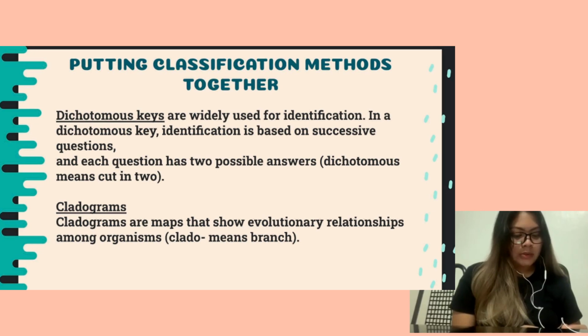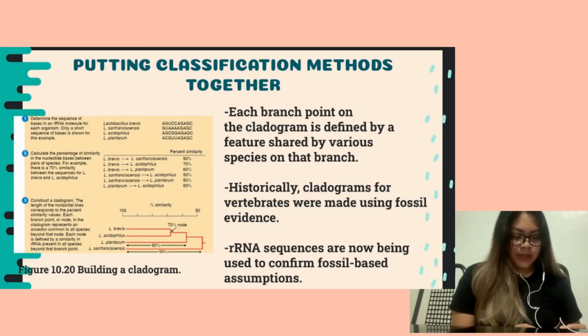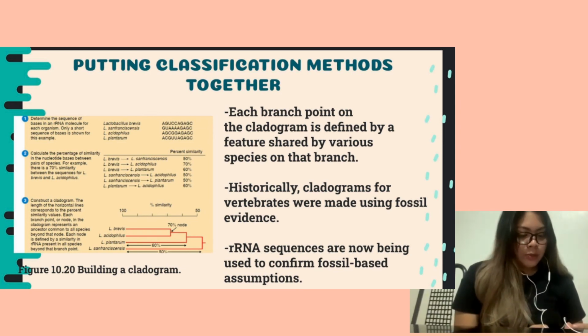Cladograms. Cladograms are maps that show the evolutionary relationships among organisms. Clado means branch. See in the figure, this is building a cladogram. Each branch point on a cladogram is defined by a feature shared by various species on the branch. Historically, cladograms for vertebrates were made using fossil evidence. Now RNA sequences are being used to confirm fossil-based assumptions.